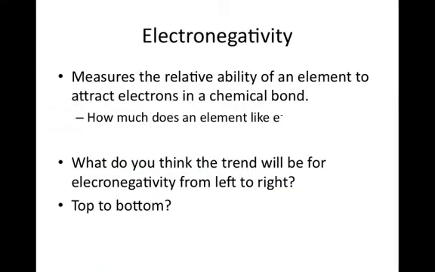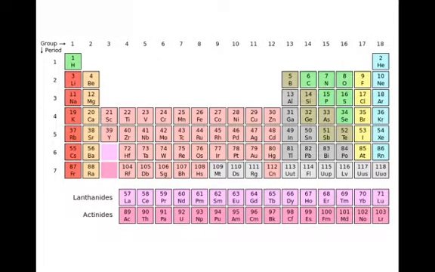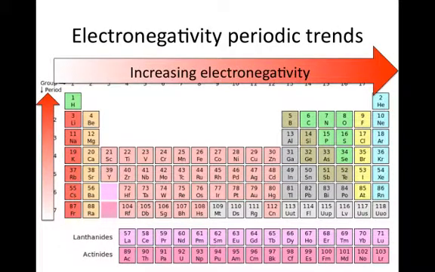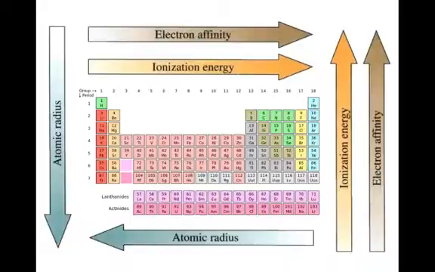So, how about from top to bottom? Well, as we said earlier, the closer an element holds its electrons to the nucleus, the more it likes those electrons. And so, as you move up in the periodic table, electronegativity increases. Okay? So, an easy way to remember this is that fluorine is the most electronegative element, whereas francium is the least electronegative element. And that moves perfectly with the periodic trends of electronegativity.